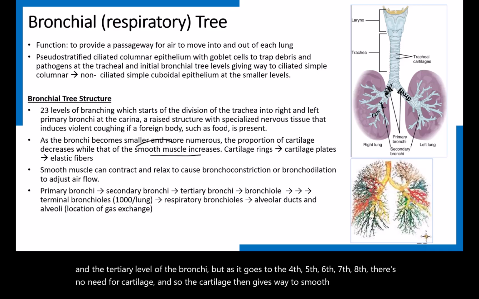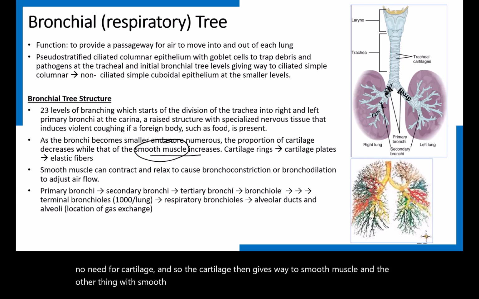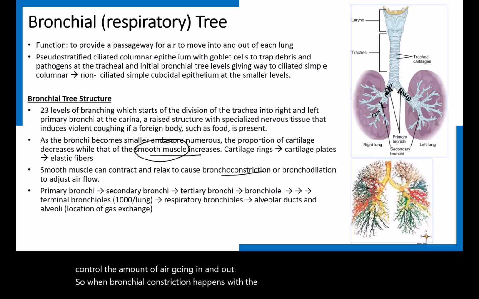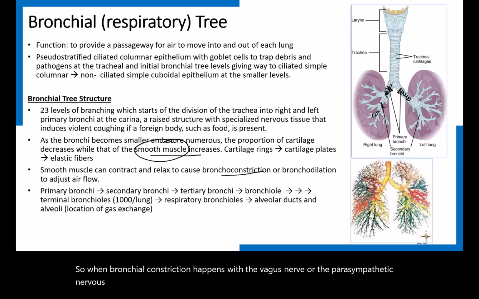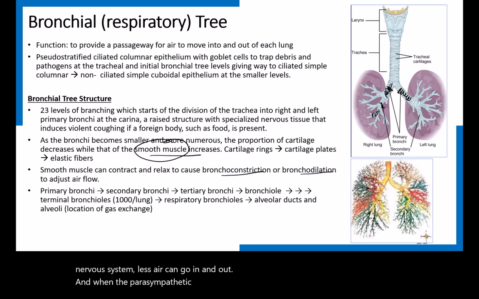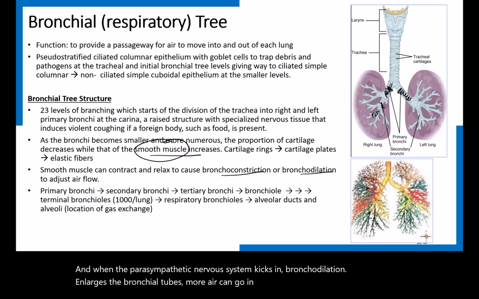And the other thing with smooth muscle is that it's easier to contract and relax to actually control the amount of air going in and out. So when bronchial constriction happens with the vagus nerve or the parasympathetic nervous system, less air can go in and out. And when the sympathetic nervous system kicks in, bronchodilation enlarges the bronchial tubes, more air can go in and out, more gas exchange can happen.